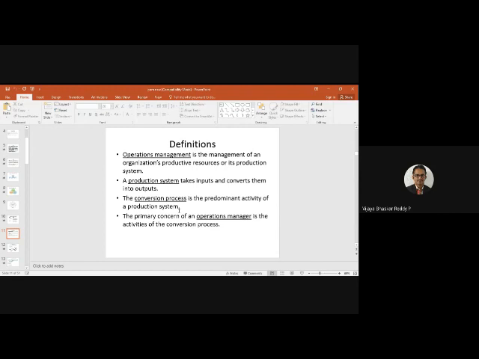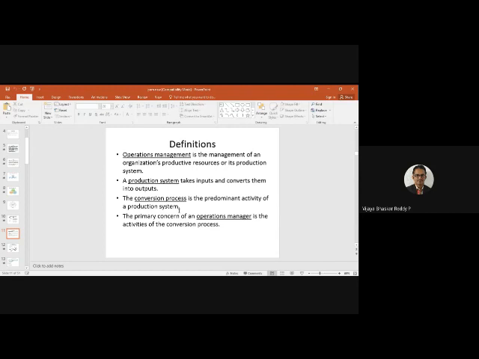Matter is nothing but information. Five M's are used, so that is the general idea. These resources are maintained properly for smooth running. And a production system means it receives inputs and converts them into outputs. That is the aspect of a production system.